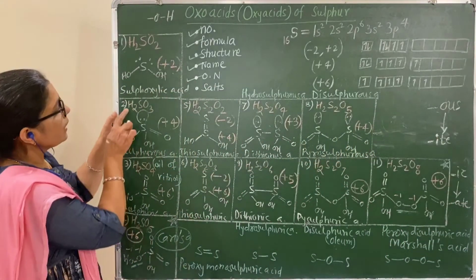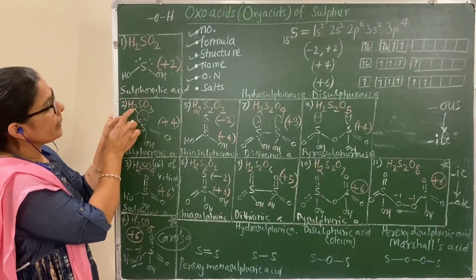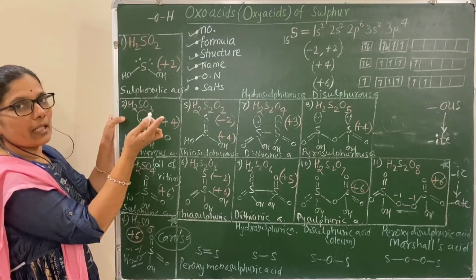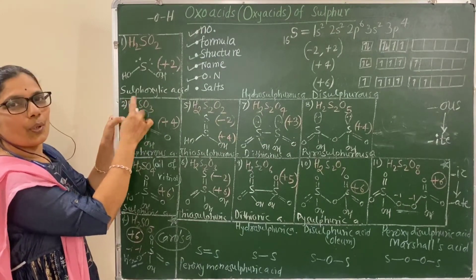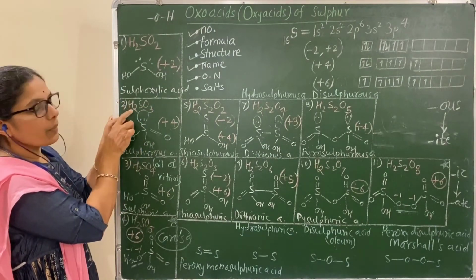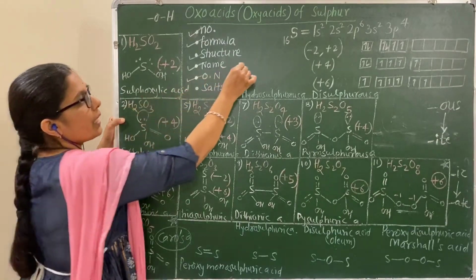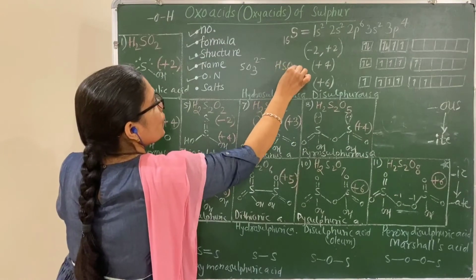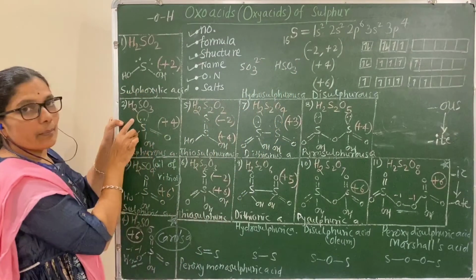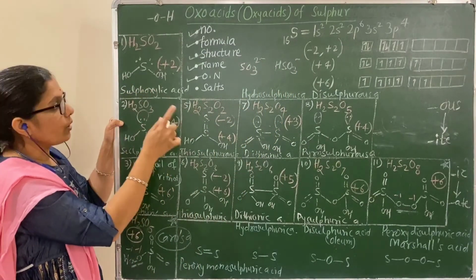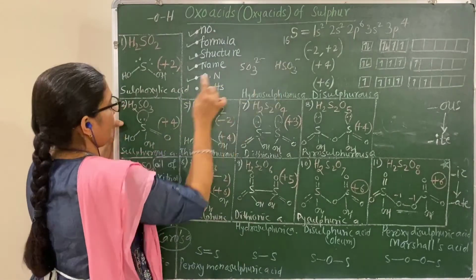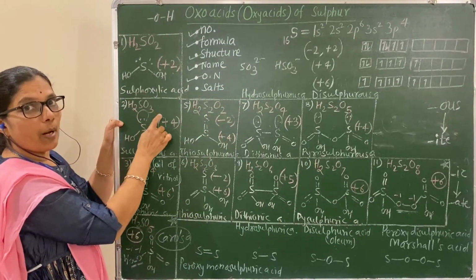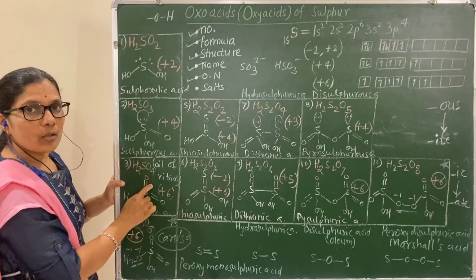Okay. See here. Acid reacts with base, that is, this H is replaced by the metallic part. Now, Na2SO3 or K2SO3 like this. Or only one H is replaced. Then, SO3 2 minus or HSO3 minus. That is, it gives ite salt. That is sulfite or bisulfite. Sulfite and bisulfite.